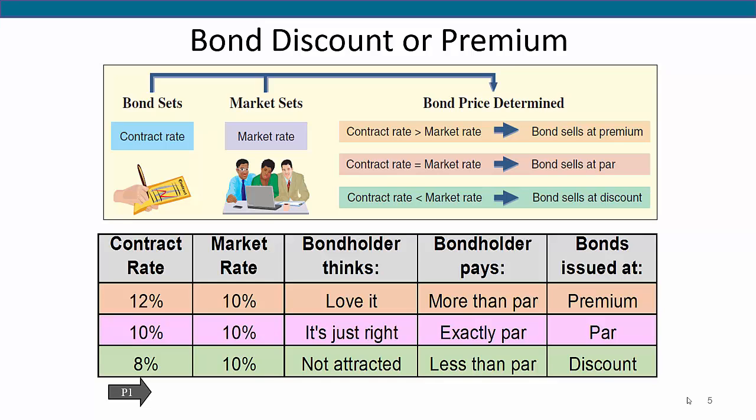The bottom example illustrates when the market rate of 10% is more than the 8% contract rate. Why would an investor loan us money when they could go elsewhere and earn more interest? To entice them to invest in our bonds, then, we sell the bonds at a discount, for less than face value.